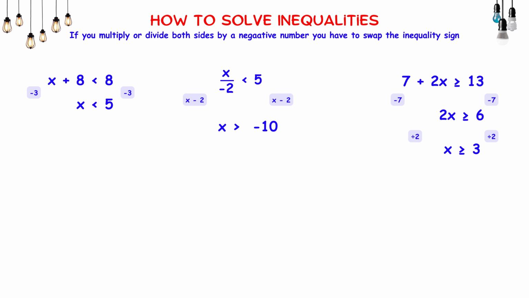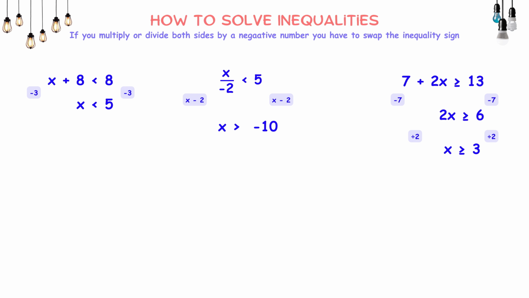The last question here, 7 + 2x ≥ 13, is a bit trickier because it involves two steps. The first thing we're going to have to do is take away 7 from both sides to get 2x ≥ 6, and then we have to divide both sides by 2 to get x ≥ 3. And that's it. Let's try a couple more.